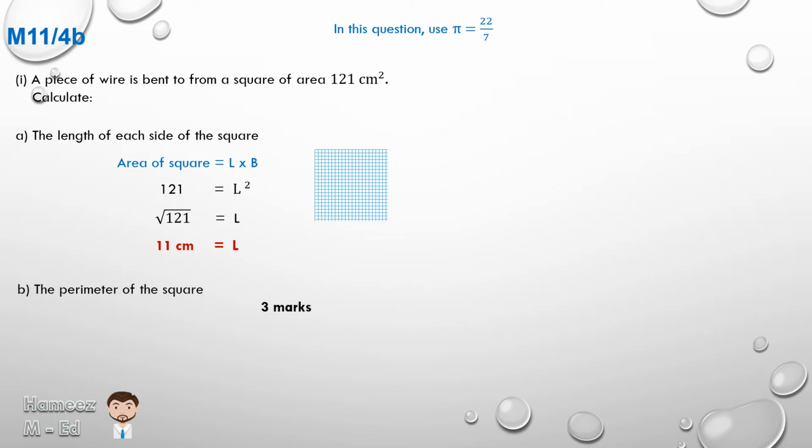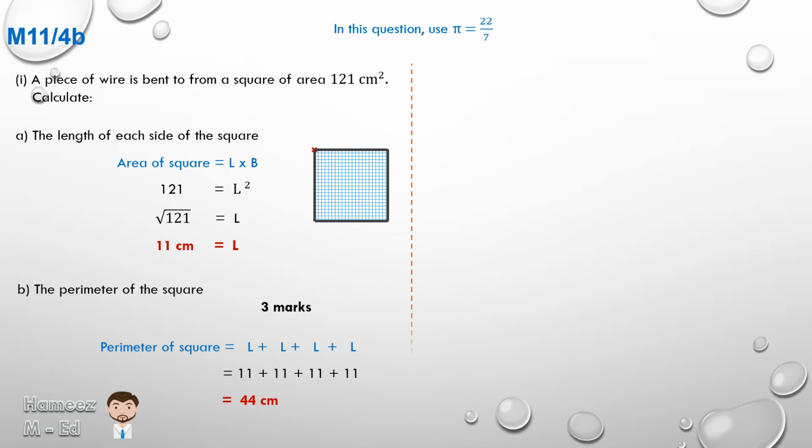So if we put a little x at one corner and we want to find the perimeter, what we need to do is to add L plus L plus L plus L, because they're all the same length. So that will be 11 plus 11 plus 11 plus 11. Remember, the perimeter of a shape is just to add up all the sides. So 11 fours are 44 centimeters.